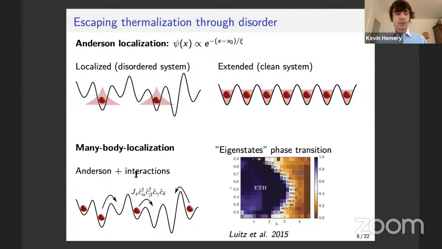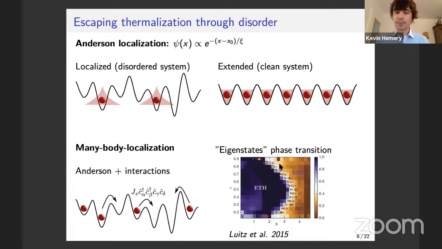And in the same way, you can think about first adding some interaction and then adding some disorder to your system. And if you add enough disorder, you will have a phase transition from something which is thermal to something which is localized. But it's a very peculiar type of phase transition. It's called the eigenstates phase transition because all the eigenstates feel this transition. Not necessarily at the same point in the phase diagram, but for all energy densities, you have a phase transition.